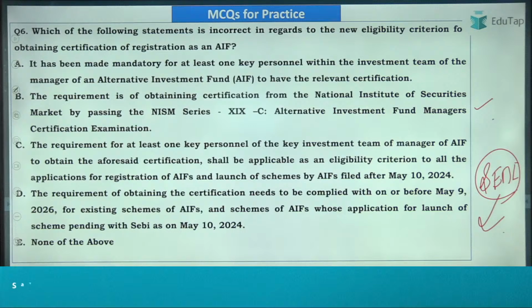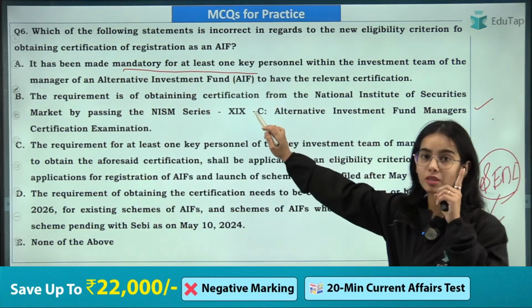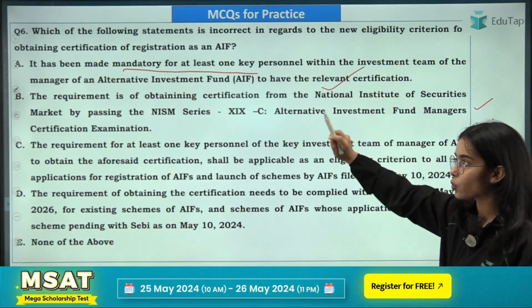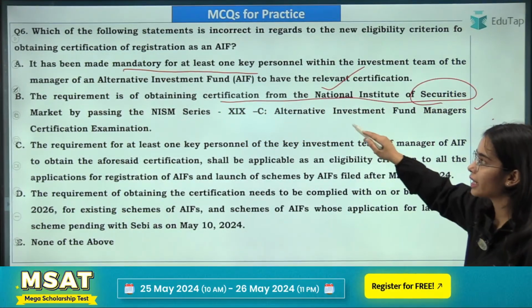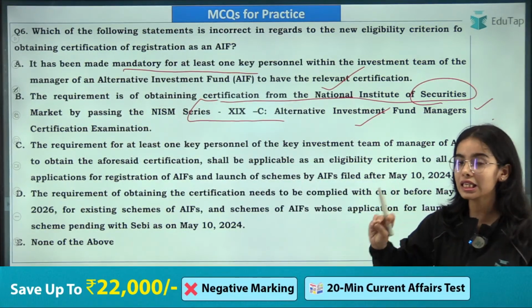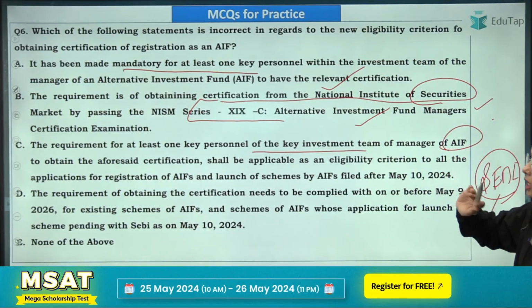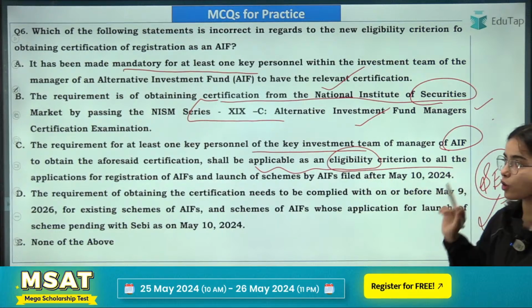Okay, very good everyone. So it has been made mandatory for at least one person in the team to have the certificate, so that is correct. This requirement is of obtaining certification from the National Institute of Securities Market, that is also correct. The requirement for at least one key personnel of the key investment team of the manager of AIF to obtain the certification shall be applicable as an eligibility criteria for the AIF.